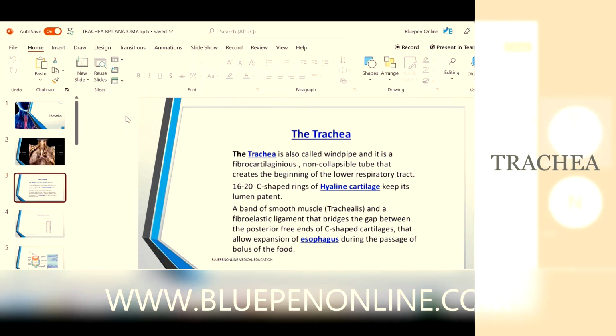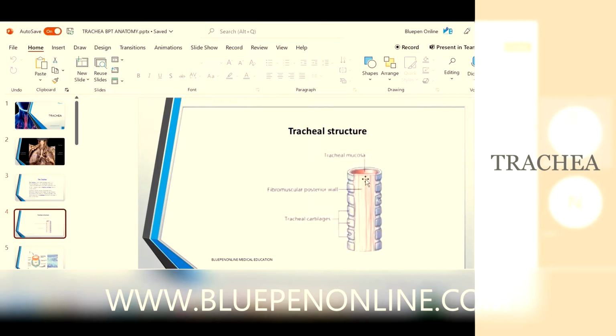Why do we have to bridge the gap between the two cartilages with a ligament? Because it will allow the expansion of the esophagus during eating, I mean the passage of the balls of food. I'll show the picture of the cartilage. Here you can see the posterior wall of the trachea. In the anterior wall, you can see the C-shaped 16 to 20 hyaline cartilages. Did you see the cartilage here?